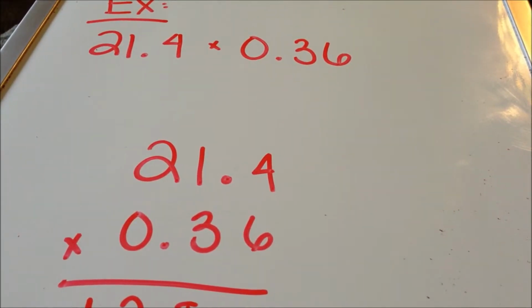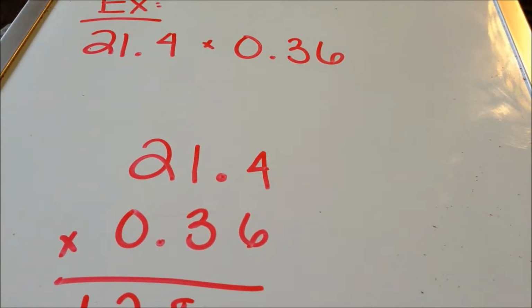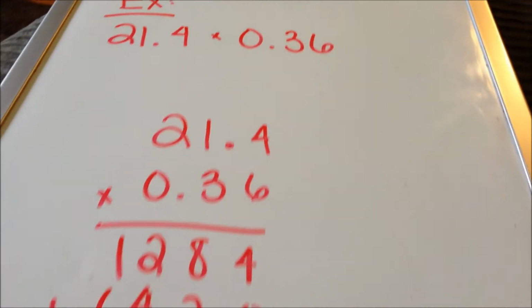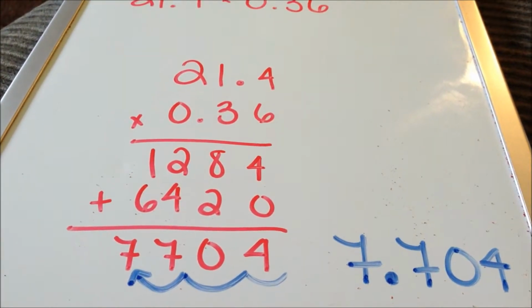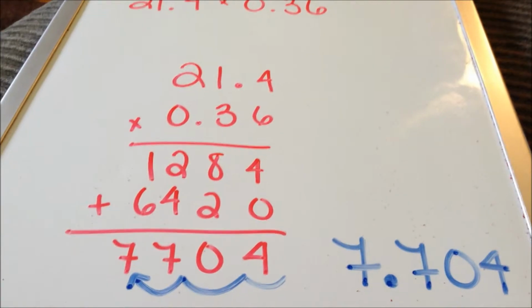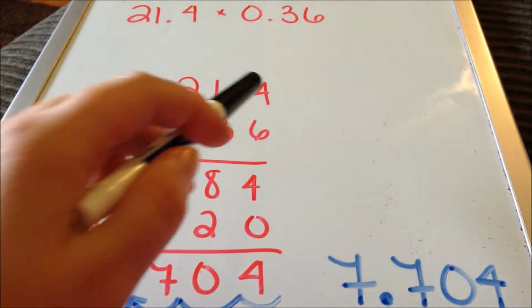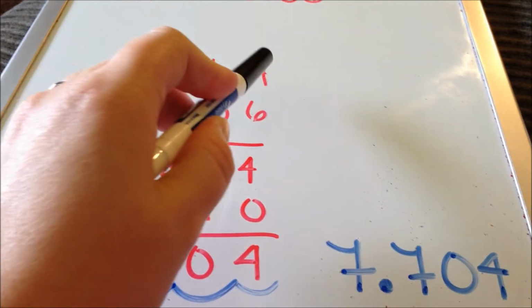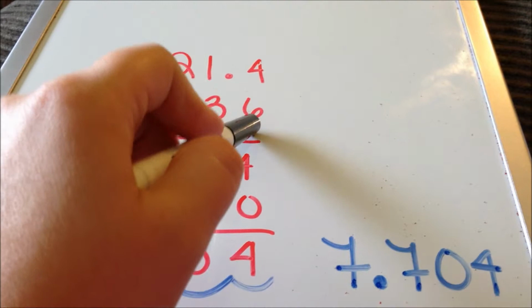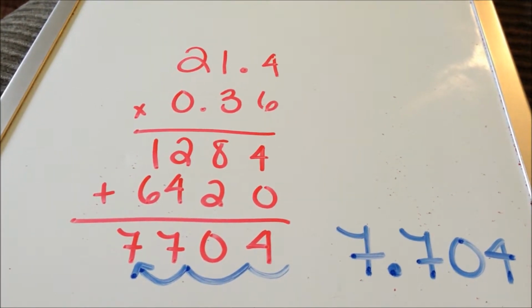Think of it basically as 214 times 36. If you multiply 214 times 36, you end up with 7,704. Now here's where the decimal comes in. Count the number of numbers that are behind a decimal point. We have 1, 2, 3. So we have 1 here and then 1, 2 here. So there's a total of 3 numbers behind a decimal point in the problem.